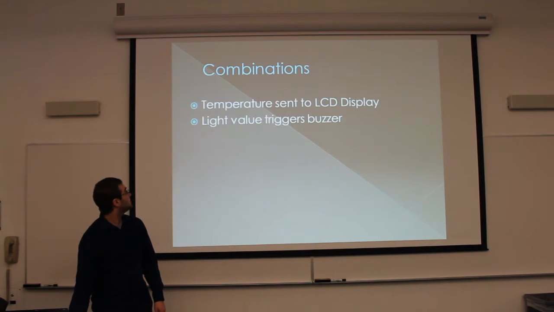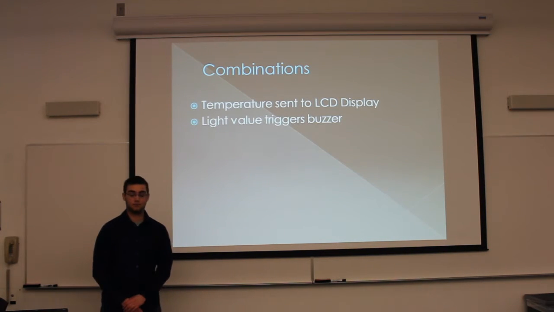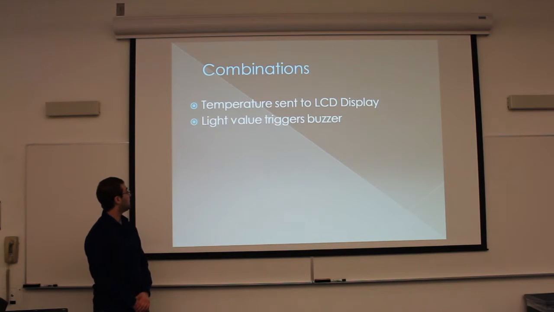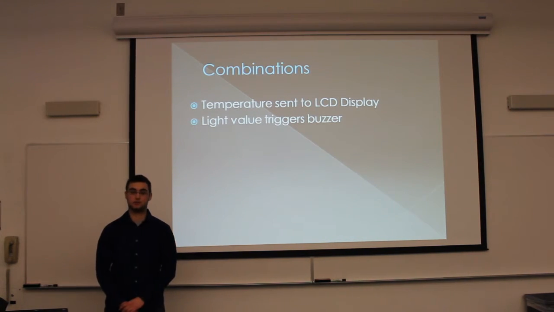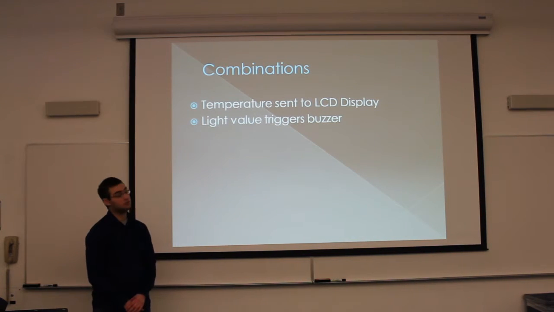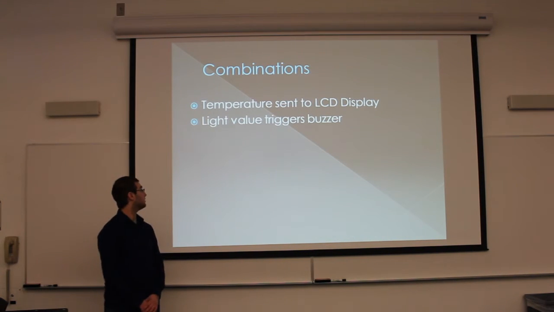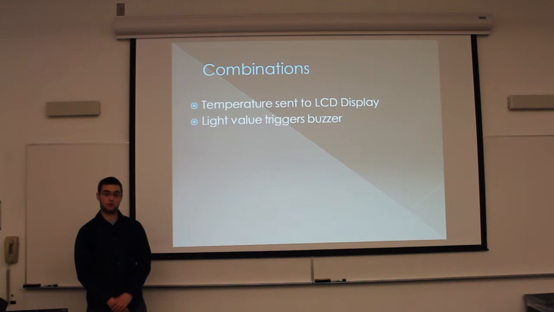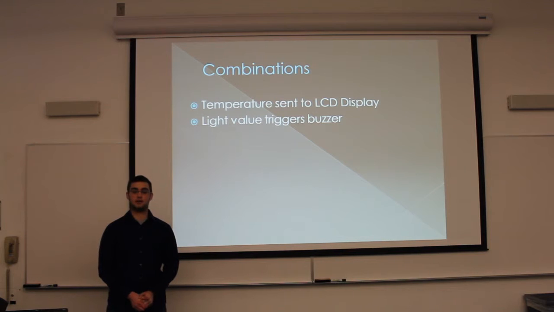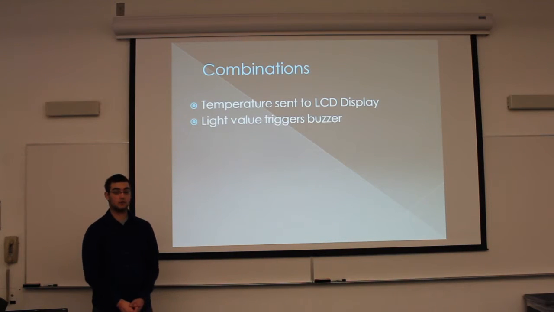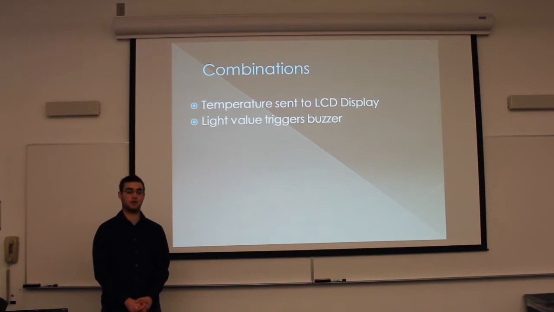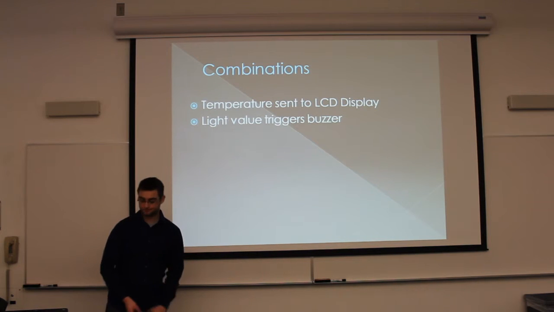So then that brings me to the combinations. I sort of mentioned them peppered throughout that, but what I did is I have the temperature reader, the temperature transistor transmits the temperature onto the LCD display. And then the other one that I have is the light value triggering the buzzer. At a certain brightness of the resistor, the buzzer will be triggered to play Hot Cross Buns.